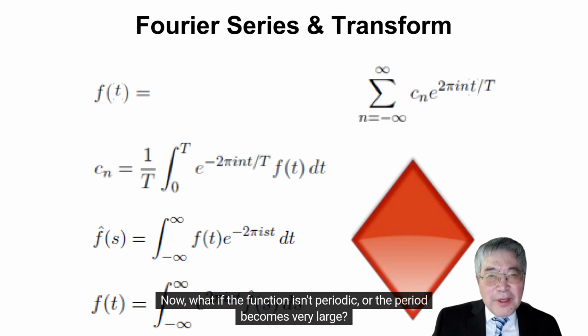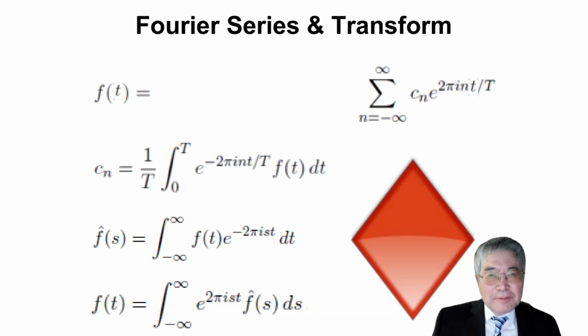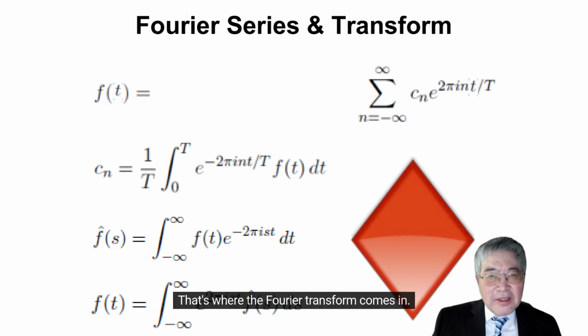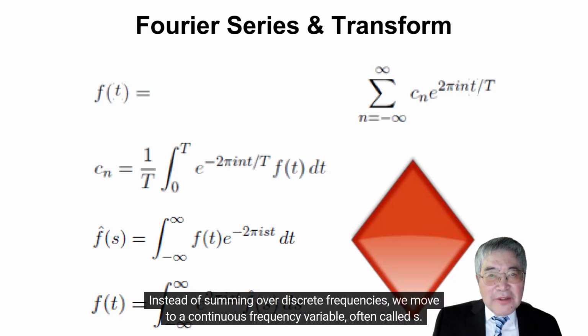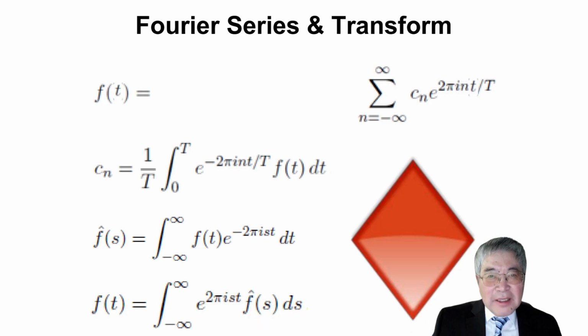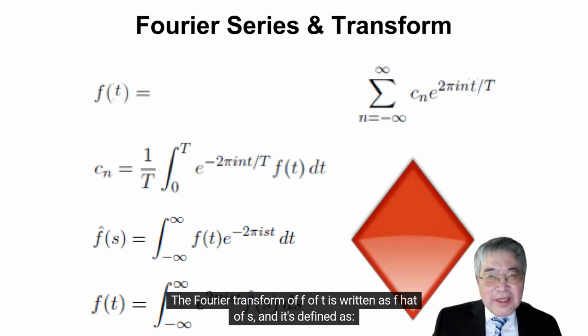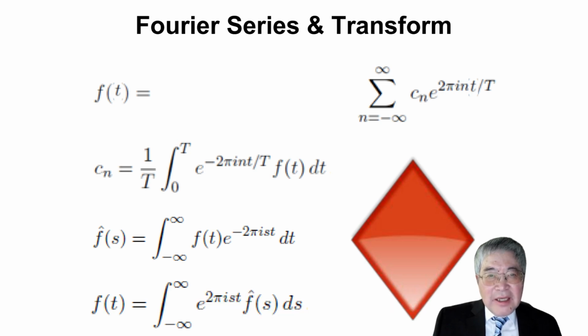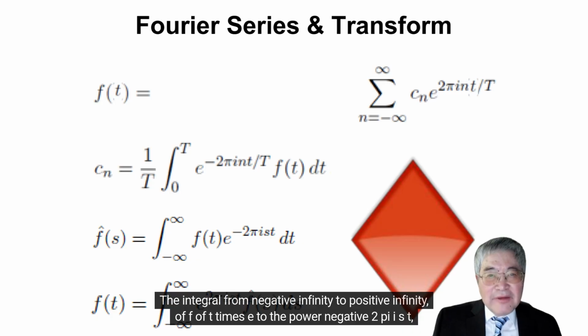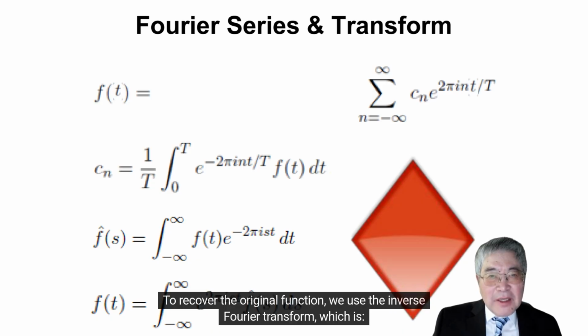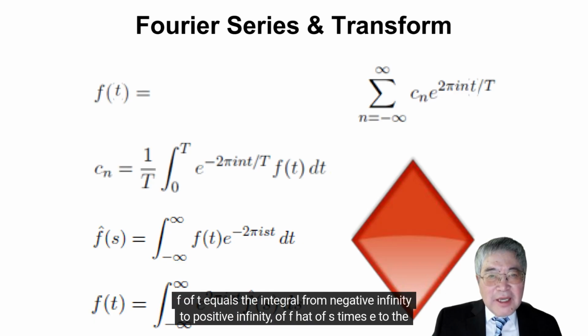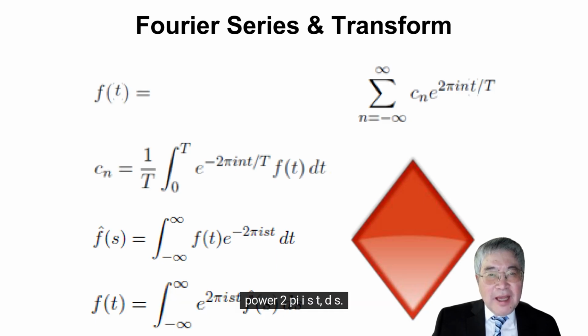Now, what if the function isn't periodic or the period becomes very large? That's where the Fourier transform comes in. Instead of summing over discrete frequencies, we move to a continuous frequency variable often called s. The Fourier transform of f of t is written as f hat of s, and it's defined as the integral from negative infinity to positive infinity of f of t times e to the power negative 2 pi i s t dt. To recover the original function, we use the inverse Fourier transform, which is f of t equals the integral from negative infinity to positive infinity of f hat of s times e to the power 2 pi i s t ds.